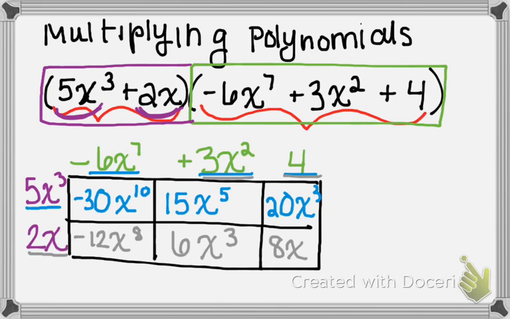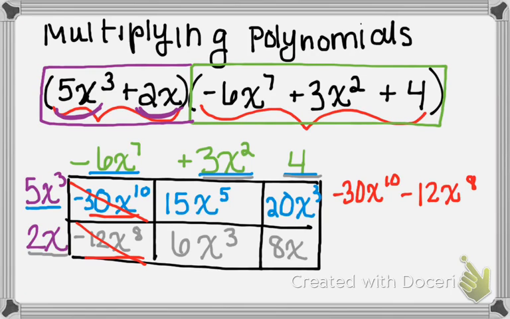Before I write it out, I'm just going to see if anything can combine. So I'm looking for anything with a like term. Well, negative 30x to the 10th, there's no other term with x to the 10th, and I'm going to start by writing the largest one. So I have negative 30x to the 10th. So I'll just cross it out once I'm finished with it. The next exponent down would be the negative 12x to the 8th, and there's no other term that has an x to the 8th, so I'm going to write negative 12x to the 8th.